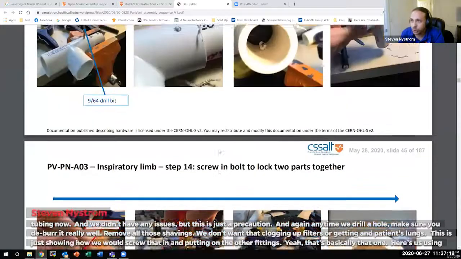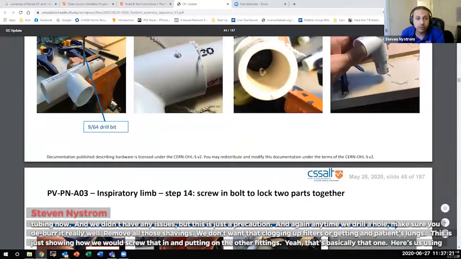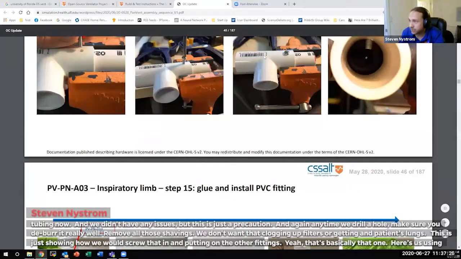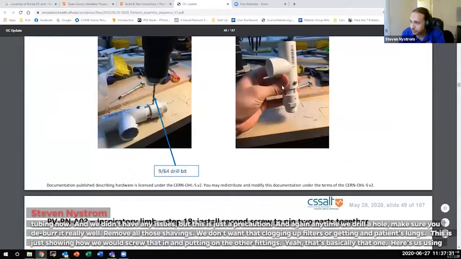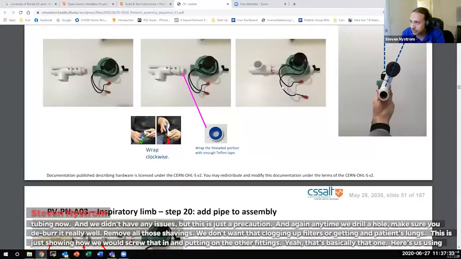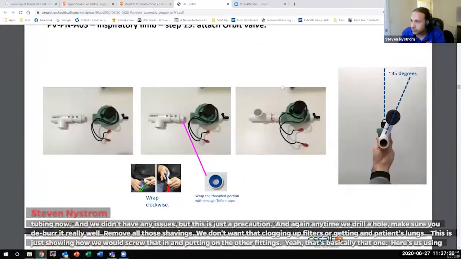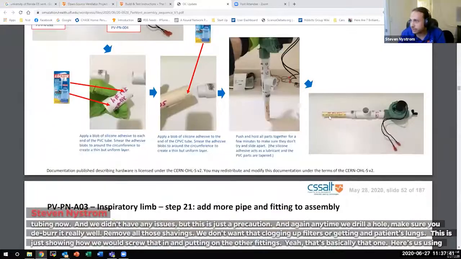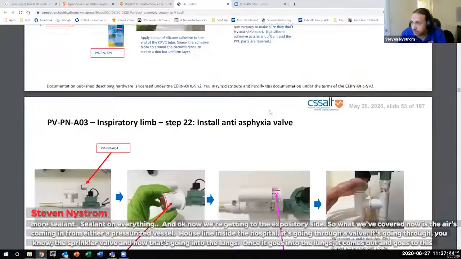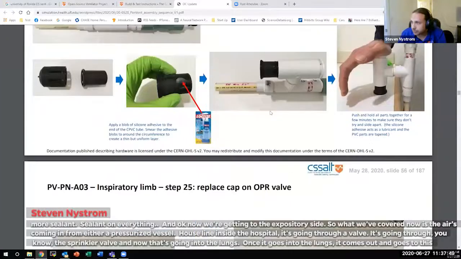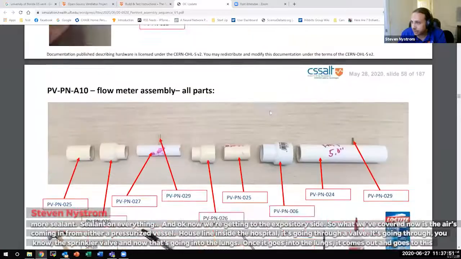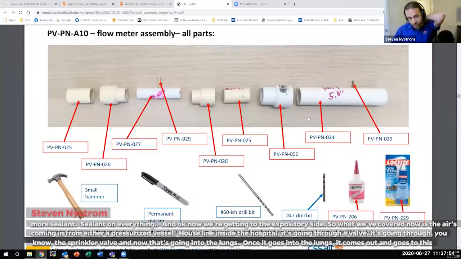And again, anytime we drill a hole, make sure you deburr it really well, remove all those shavings. We don't want that clogging up filters or getting in patients' lungs. This is just showing how we would screw that in and putting on the other fittings. Yeah, that's basically that one. Here's us using more sealant. Sealant on everything. And okay, now we're getting to the expiratory side.